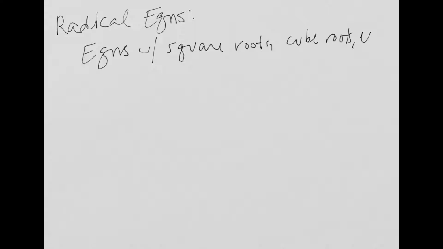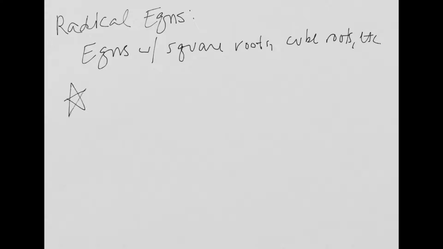A radical equation is when we have equations with square roots, cube roots, etc. So anytime we have a square root or a cube root or anything like that, we're going to call those radical equations. Now the thing about radical equations is you're going to solve for the variable, but a lot of times solutions are called extraneous solutions, so you always have to check to make sure that they actually worked.